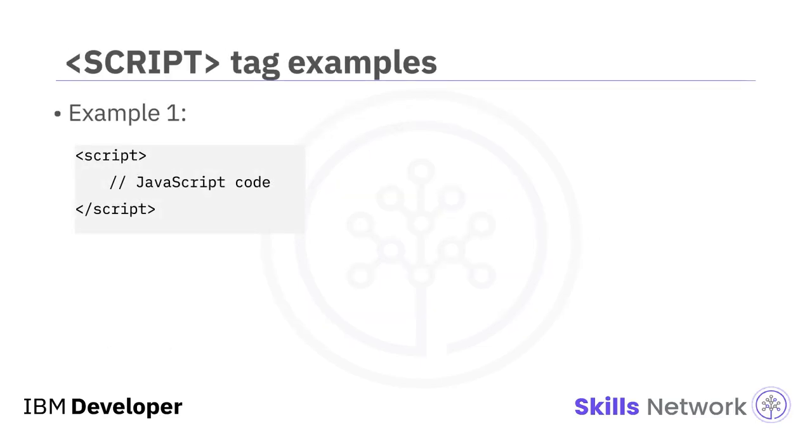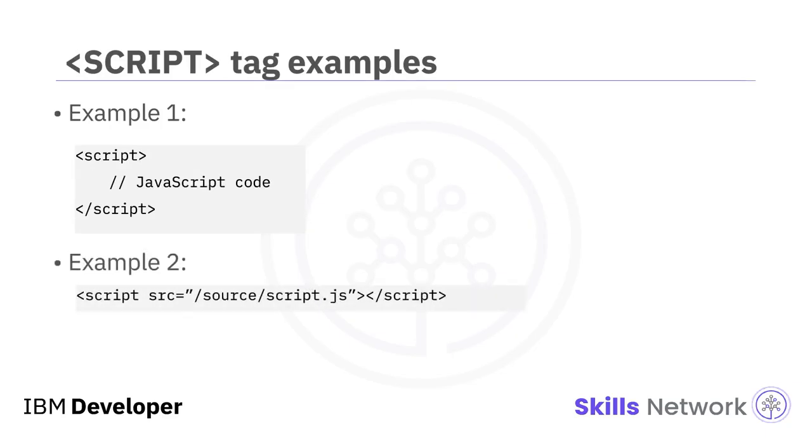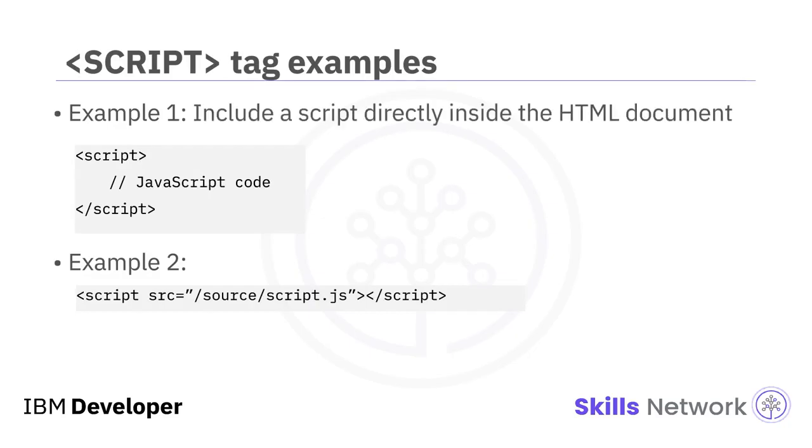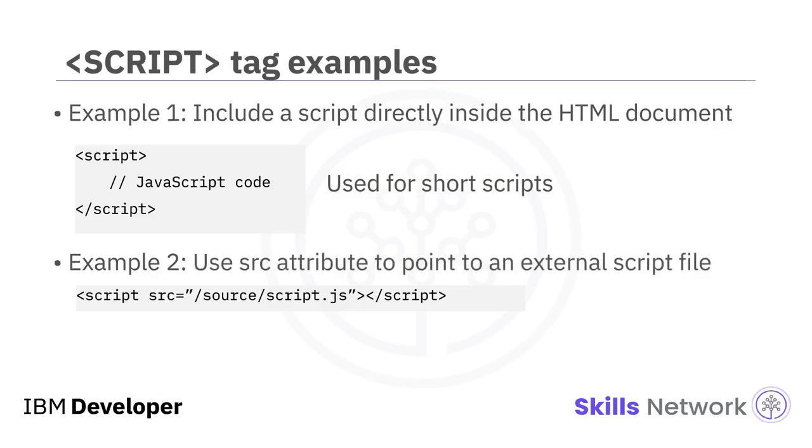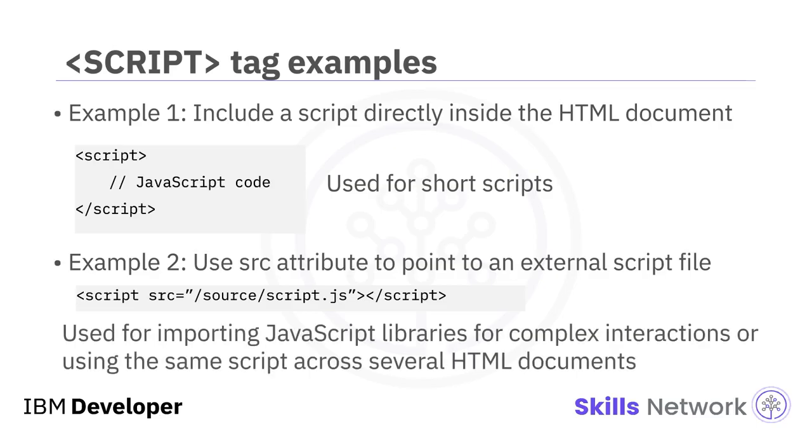This slide shows two ways in which the script tag is used to include scripts in an HTML document. Example 1 demonstrates how you can include a script directly inside the HTML document. This method is good for short scripts, but when a script is long, the method used in example 2 is preferred. Example 2 uses the src attribute to point to an external script file.